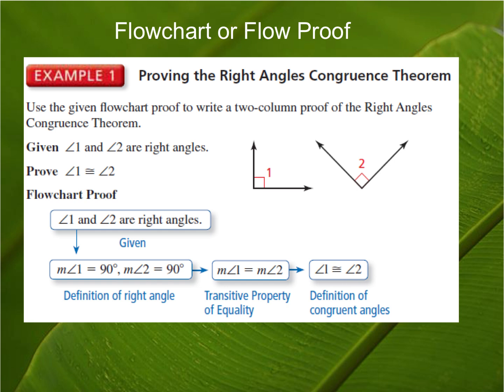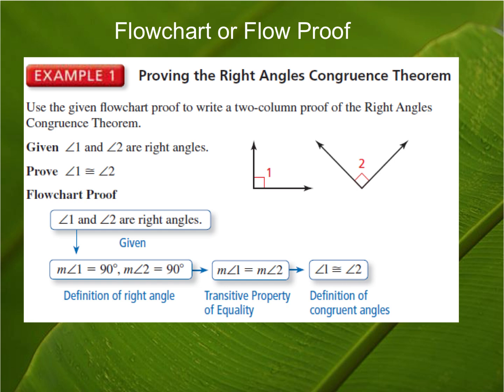This is a flowchart proof. Looking at my flowchart proof, again, if you think about it, it still has your statements, it still has your reasons, it's just not written using that T-chart that we normally use. So it's using a flowchart with boxes and arrows. Think of it as your statements are in your boxes, your reasons are underneath.